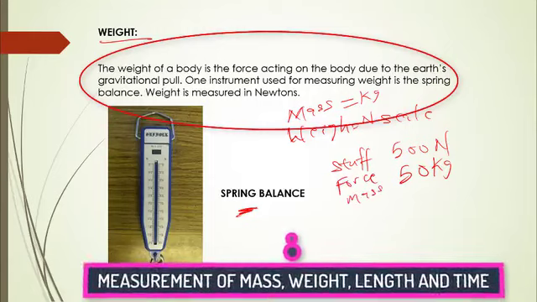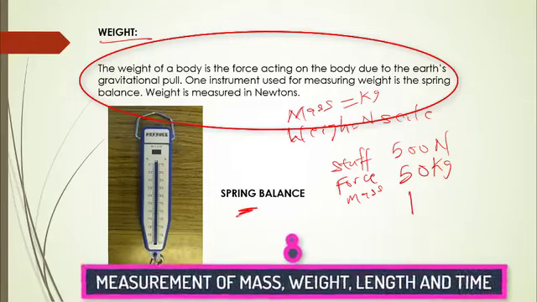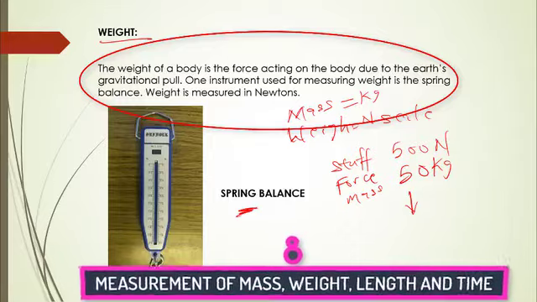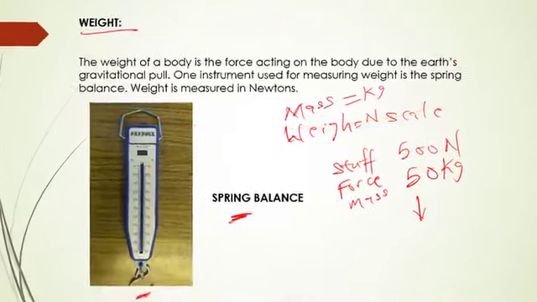Weight is the gravitational force acting on a body due to the Earth's pull. That is the reason why when you throw a substance up, that substance must surely come down. That is because of the weight acting on that body. And this is the instrument we use to measure weight.